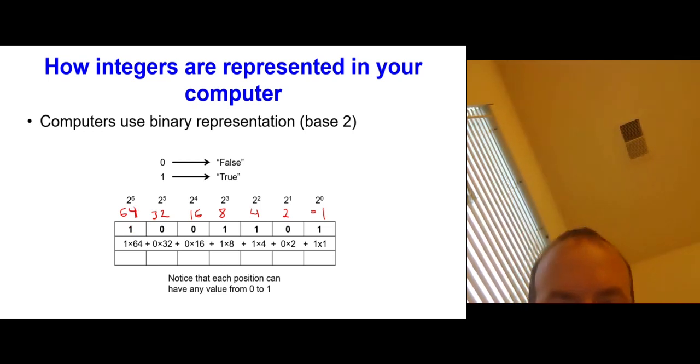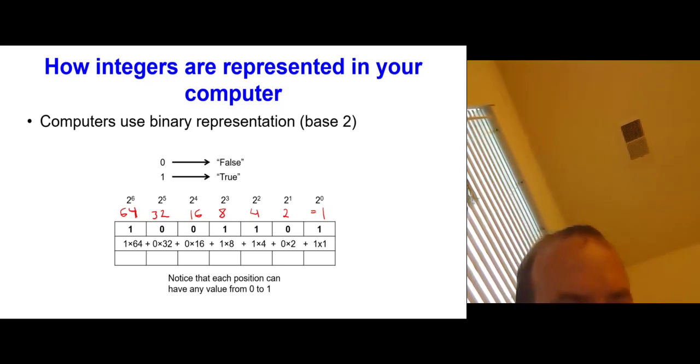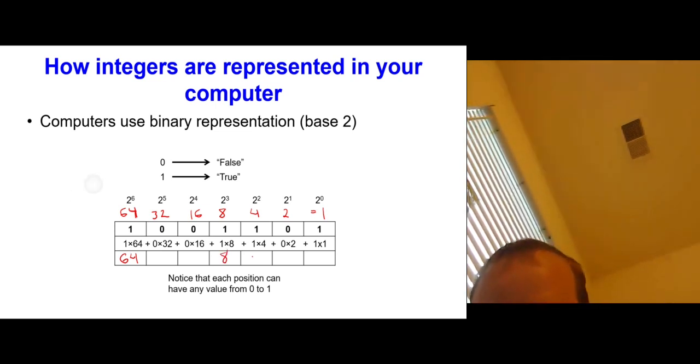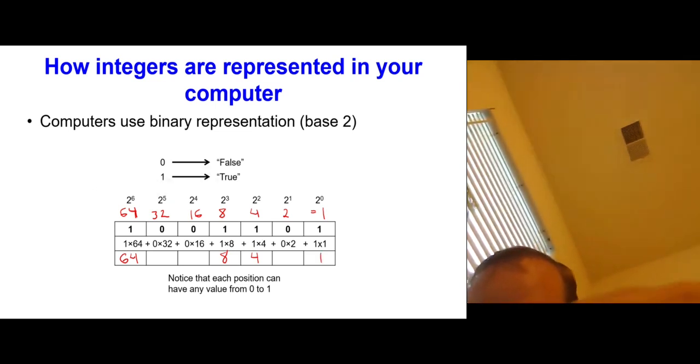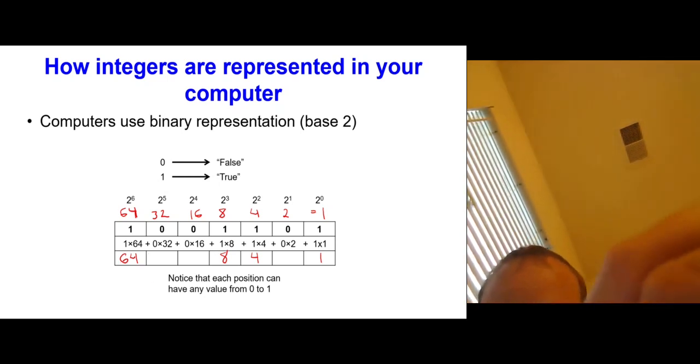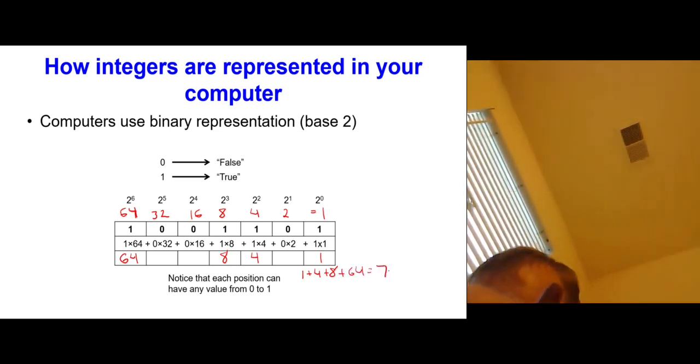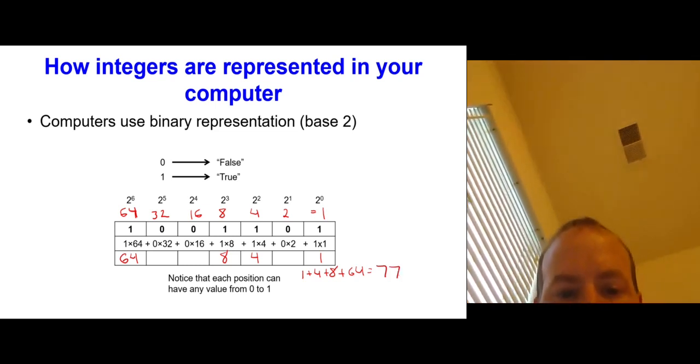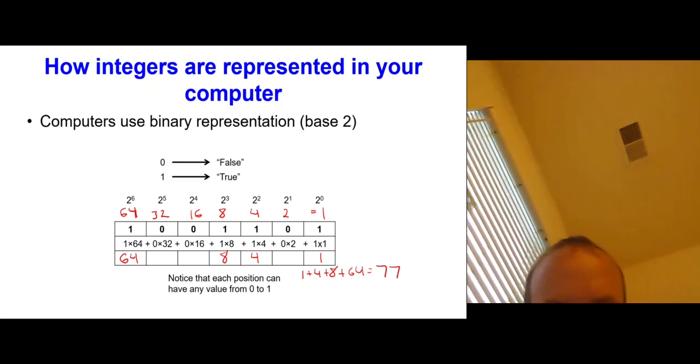And so using this little table, we can fill this out, and we see that there's a 1 in the 64 spot, a 1 in the 8 spot, a 1 in the 4 spot, and a 1 in the 1 spot. And so if you add these all together, we can convert this into the base 10 equivalent. So do 1 plus 4 plus 8 plus 64, and you should get 77. So this shows you how you can break this down and convert into base 10 units.